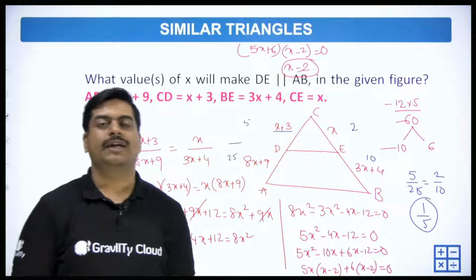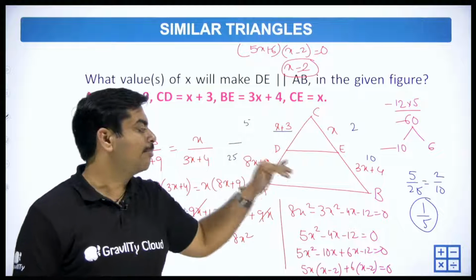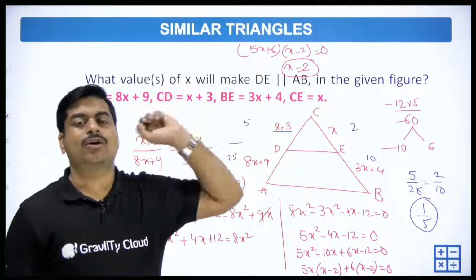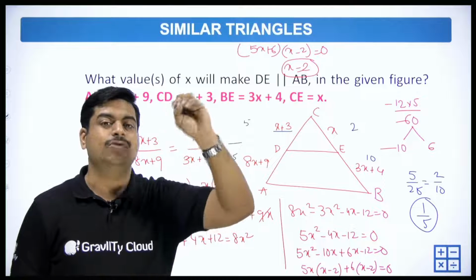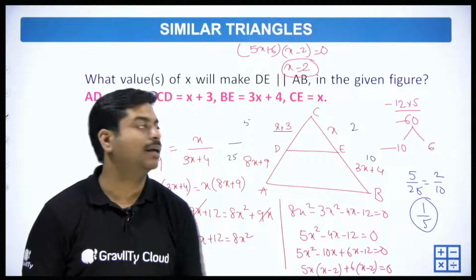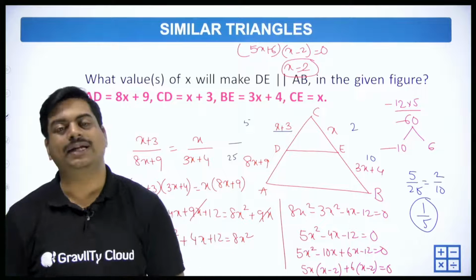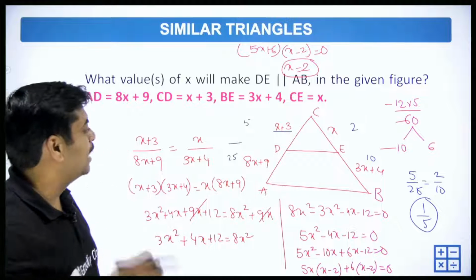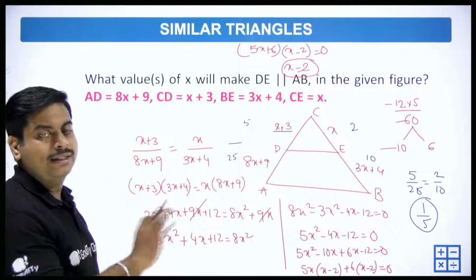And if they are in proportion, we can say that the given line is parallel to AB. And for that, the value of x is 2. 5x plus 6 cannot be the answer because it gives negative 6 by 5. A negative number cannot come because we have x as a distance from point C to point E. Right? It's a very beautiful question. Just try to apply the basic proportionality theorem properly and you'll get the answer.